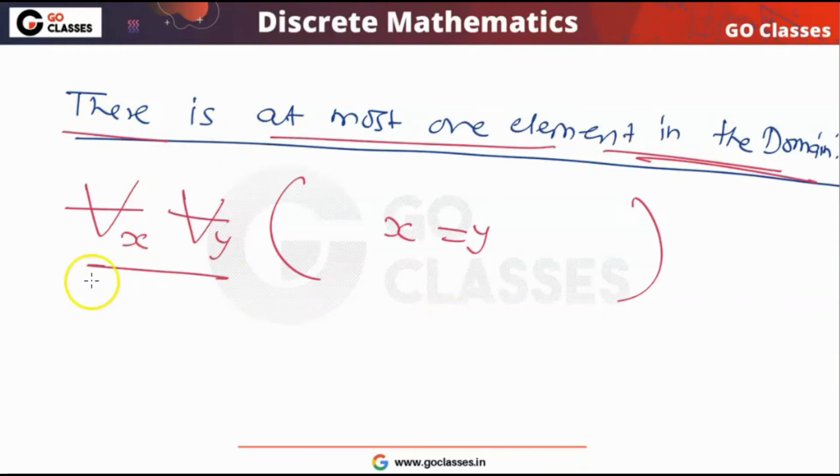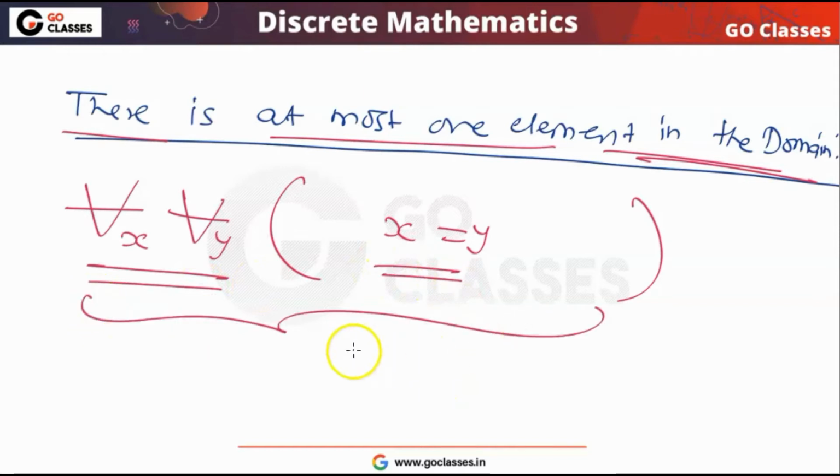So we can say for all x, for all y in the domain, whatever two elements you take in the domain, they are the same. What does it mean? It means that there is at most one element, because this expression is saying that whenever you take two elements, whatever x comma y you take, they must be the same.